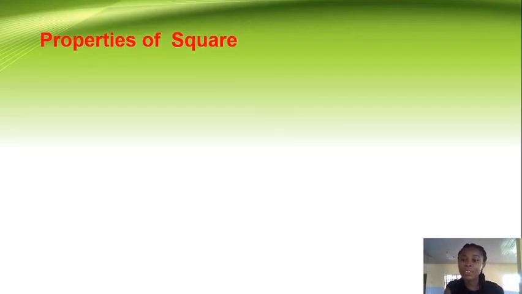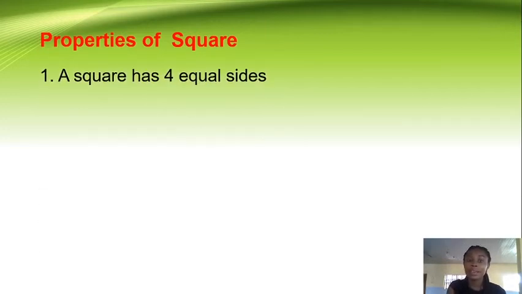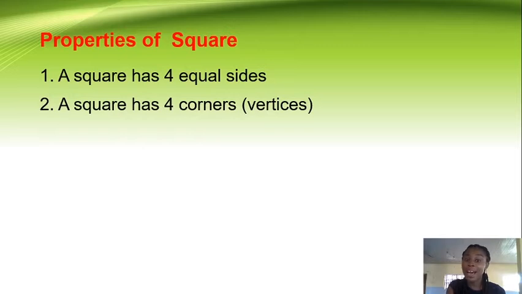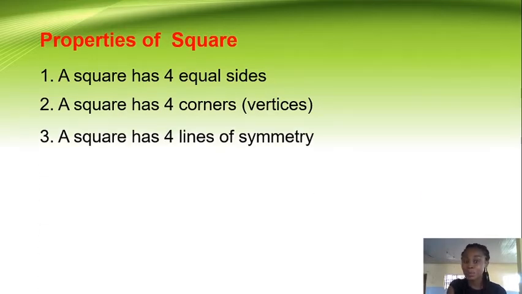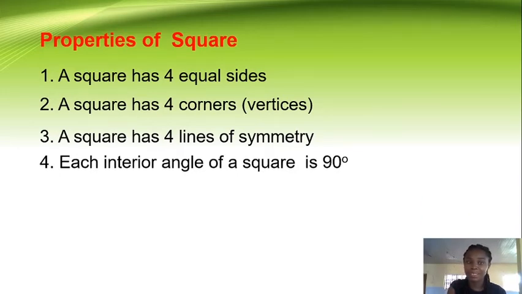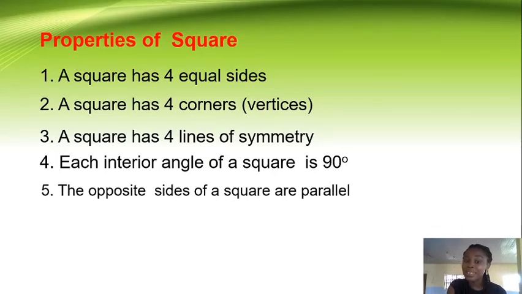So we're going to refer this knowledge to square. What are the things we can see on a square? A square has four equal sides. A square has four corners. A square has four lines of symmetry. Each interior angle of a square is 90 degrees. The opposite sides of the square are parallel.